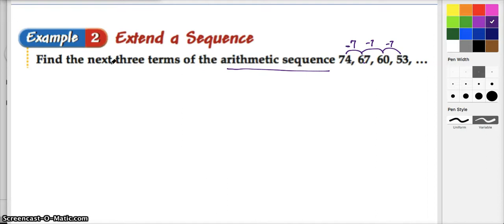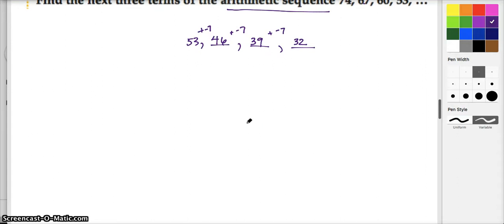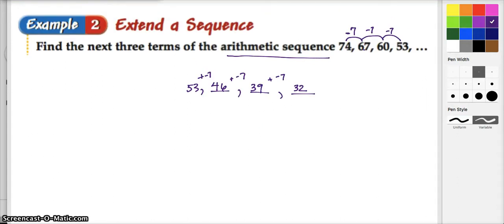And so if I'm supposed to find the next 3 terms, then starting from 53, I'm just going to continue to add negative 7. So when I add a negative 7 to 53, I'm going to get 46. When I add a negative 7 here, I'm going to get 39. If I add a negative 7 here, I get 32. Notice each time I use the common difference, adding that negative 7 or subtracting 7, same idea, to get to the next value. All right, let's look at another example.